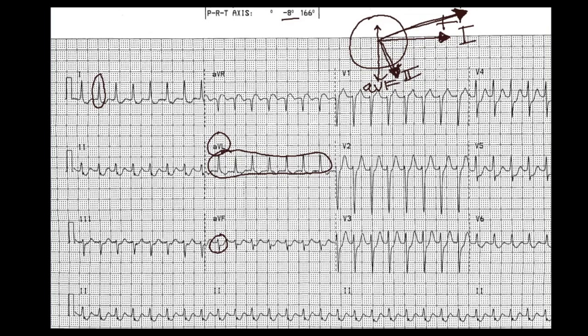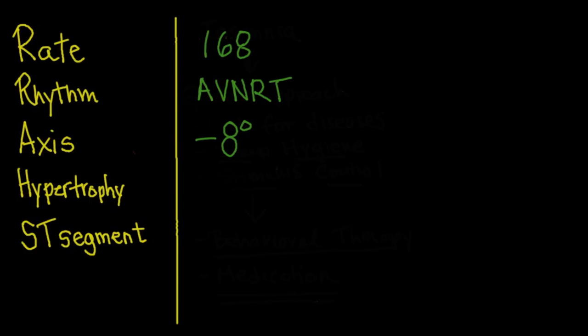So let's see if it is isoelectric in lead 2. Sure enough, we go to lead 2, and you can see here that for the most part, what we're dealing with here is isoelectric. And so that makes sense, that our ventricular axis is going to be slightly left, maybe a little bit of left ventricular hypertrophy there at negative 8. The axis is negative 8 degrees.